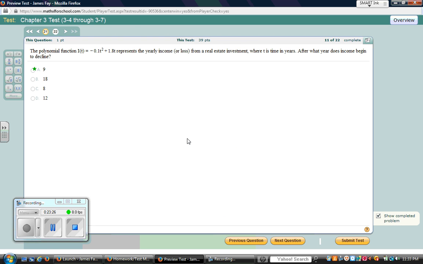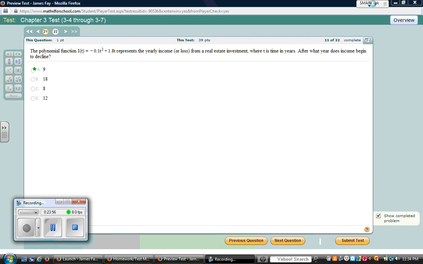So the polynomial function I of t is equal to negative 0.1t squared plus 1.8t, and represents the yearly income or loss from a real estate investment, where t is time in years. After what year does the income begin to decline?